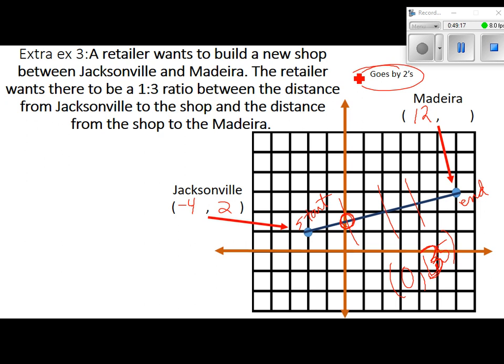Make sure in the book, because it'll tell you if it goes by 2s. It won't tell you, but it'll show you. Like it'll mark 2 at this number right here. Make sure you're reading the graph carefully. A lot of times they'll do that to you just to try to mess with you. How far up does Madeira go? 6. So those are our coordinates. This is x1, that's y1. This is x2, that's y2. What's m this time? 1. What's n? 3.